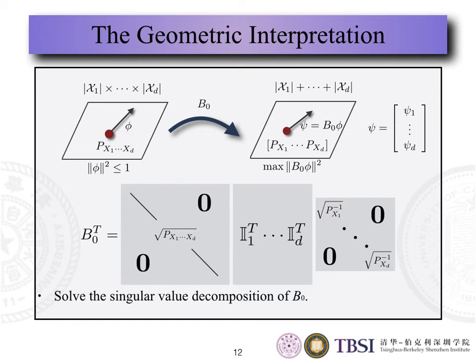Then the problem is reduced to designing the unit vector phi in the product space such that after the linear transformation B0, the output image in the stacked space with dimensionality |X1| plus |X2| to |Xd| has the largest norm. Then the optimal information vector phi to maximize this output norm is simply the largest right singular vector of the matrix B0.